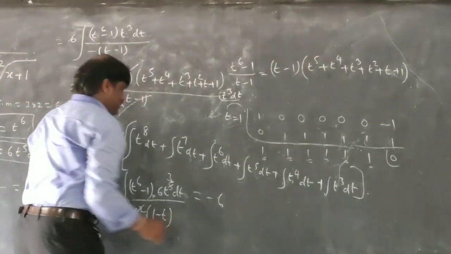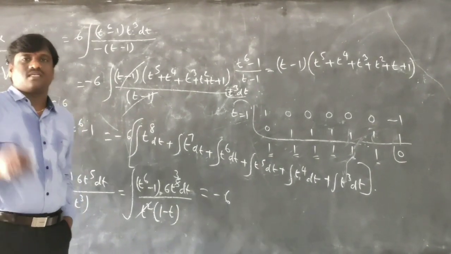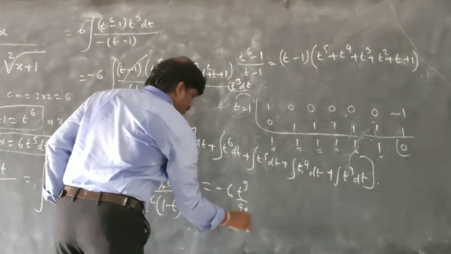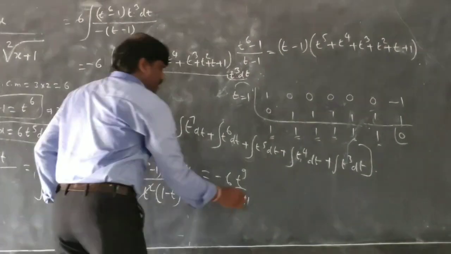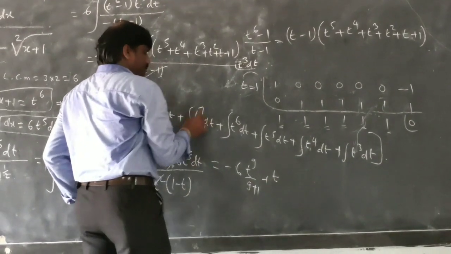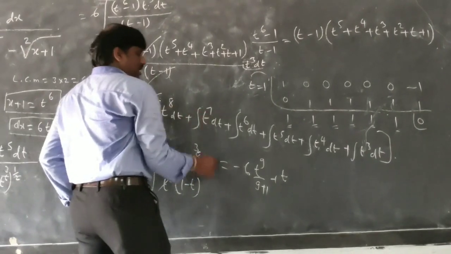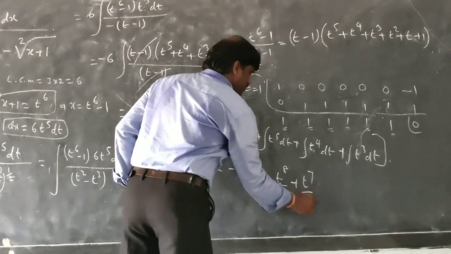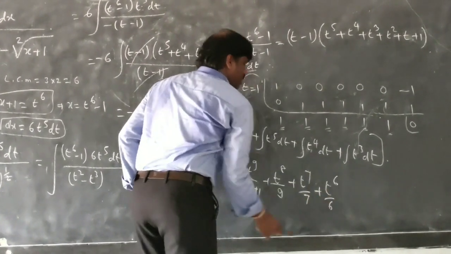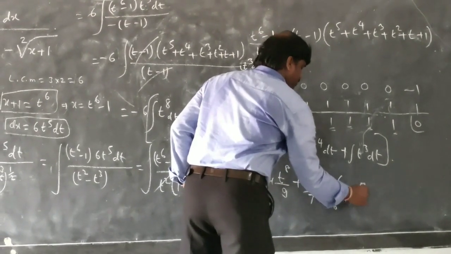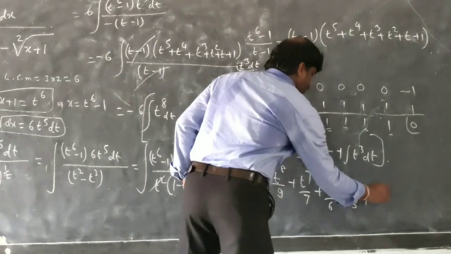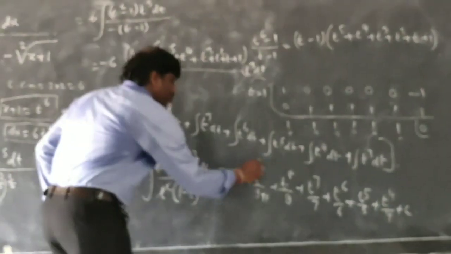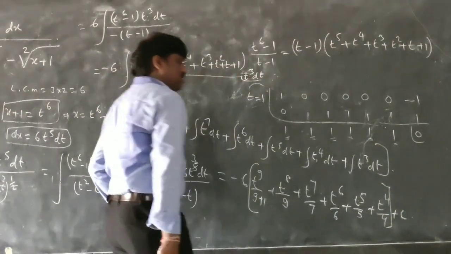So if I do this one, what I am going to get is minus 6 times the answer. Integration of x power n is x power n plus 1 by n plus 1. According to that rule, t power 9 by 9, and here t power 8 upon 8 plus 1, that is 9. And this is here t power 7 upon 7 plus t power 6 upon 6 plus t power 5 upon 5 plus t power 4 upon 4 plus c. And this whole is into minus 6, this whole into minus 6 is the answer.